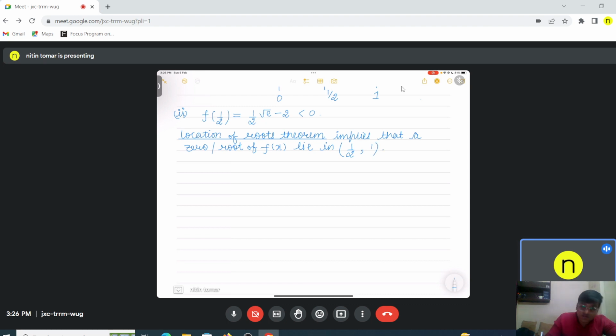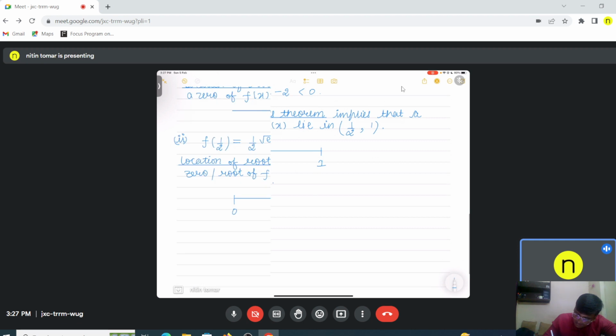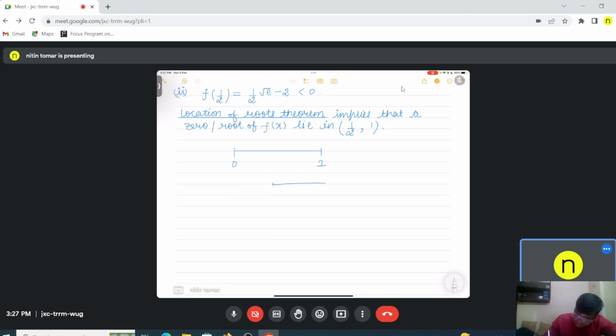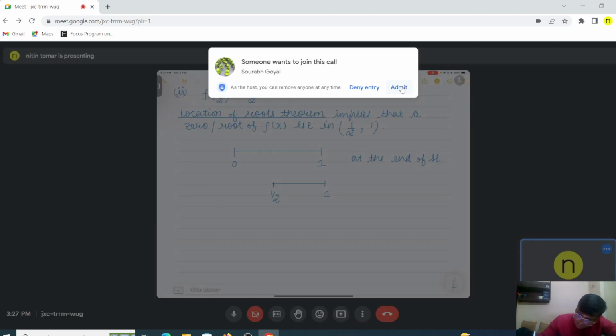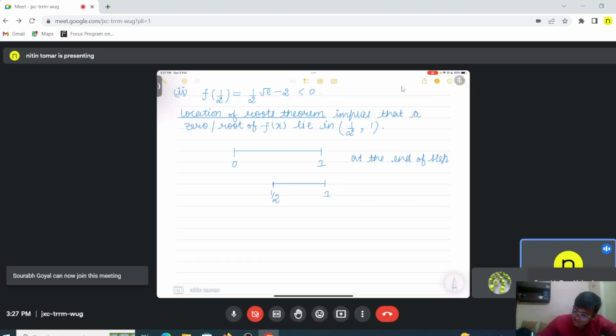Okay, see, so this is some progress, right? Earlier, at the end of step 1, we had this interval 0 to 1. Now what do we have? We have that the root lies in half to 1. So this is at the end of step 1.